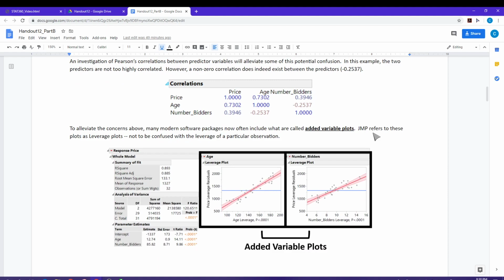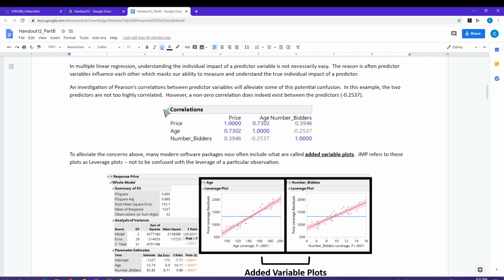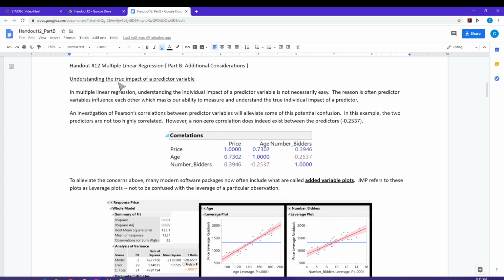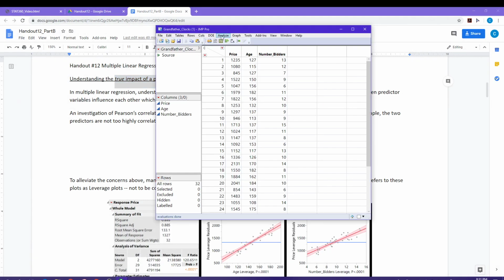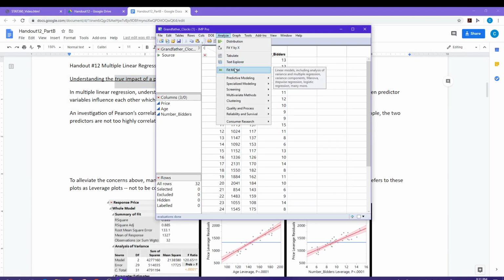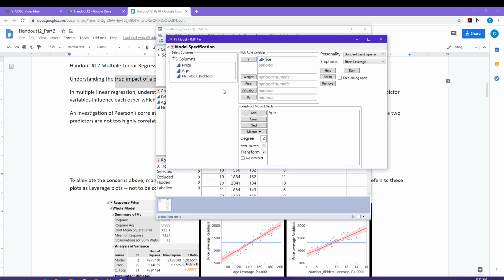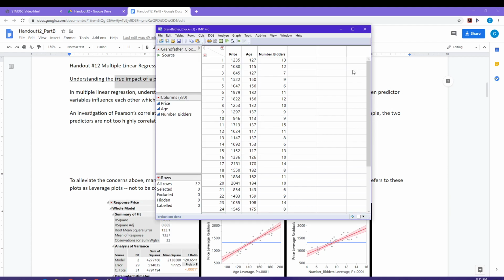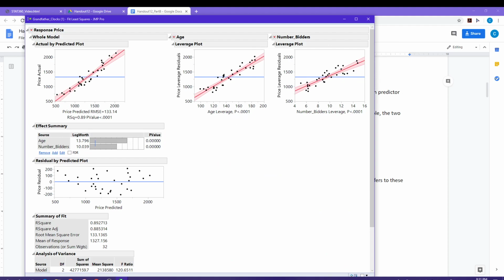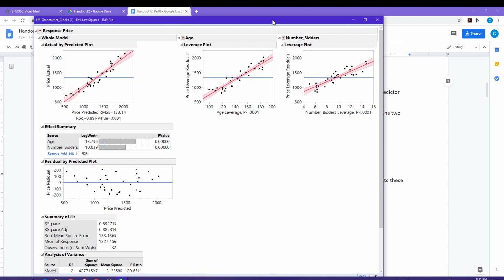One way to investigate this is through the use of added variable plots. So added variable plots are plots that allow us to understand the true impact of a predictor variable. Now, when I fit a model inside of JMP, so if I select Analyze, Fit Model here, the price, the age down here, number of bidders down here, kind of our standard process that we've been doing. Over here on the right are the added variable plots.